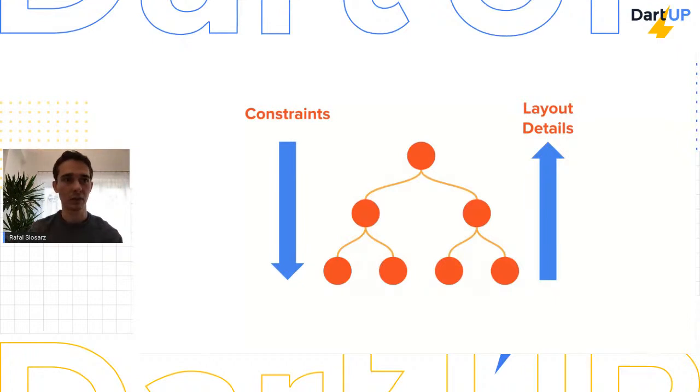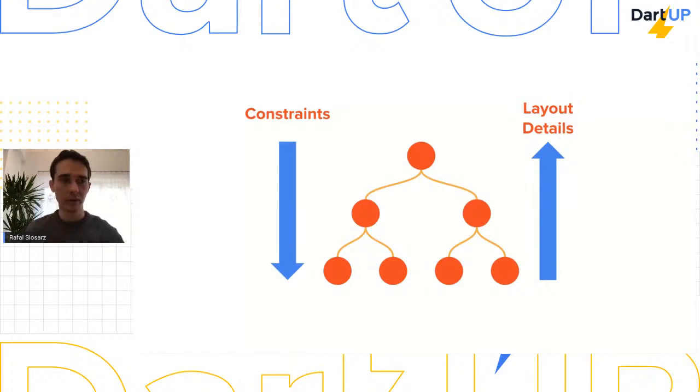So it's pretty much the question: how big are you? Those are the constraints. Tell me, within those constraints, your size, so I can determine my size. Those constraints go down until you reach the leaf. The leaf can determine its size and then passes the layout details to its parent, so the parent can determine its size, and so on and so on.